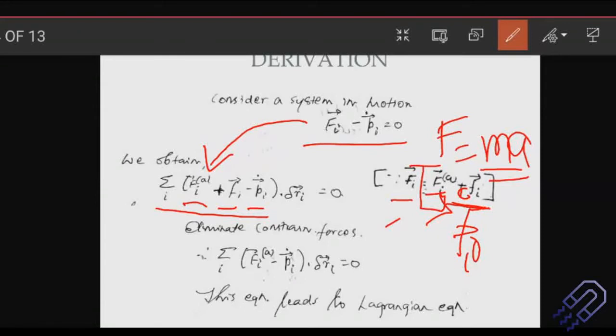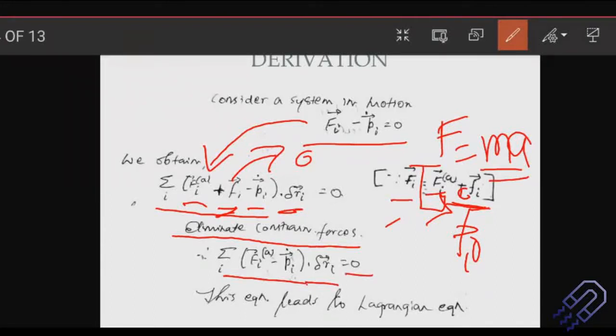So if we do that and we say that the constraint forces do not affect, we can simply say that this part, fi dot delta ri, will become 0. This is something which you have already seen before. I'm putting up the recorded lecture so that you can always go and revisit and try to understand this. So you can simply write it down as Fia minus pi dot delta ri is equal to 0.